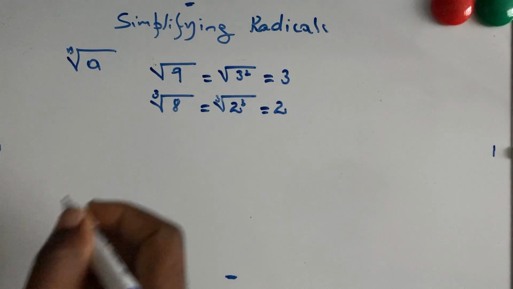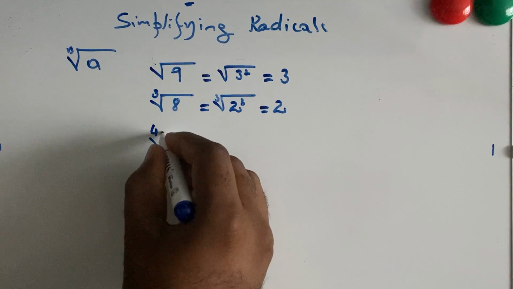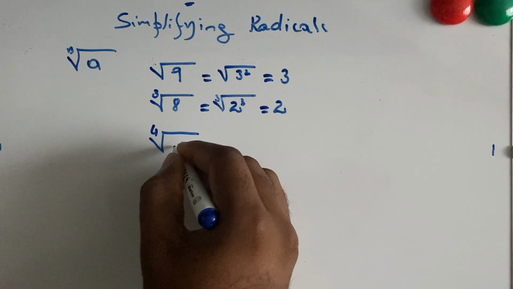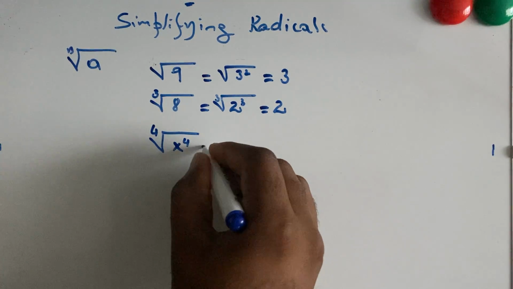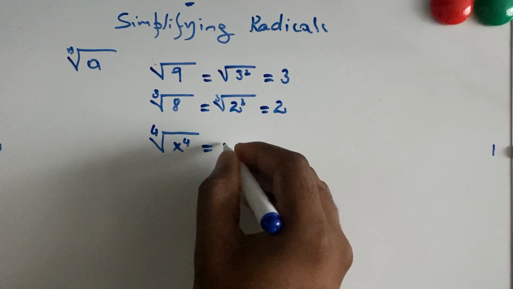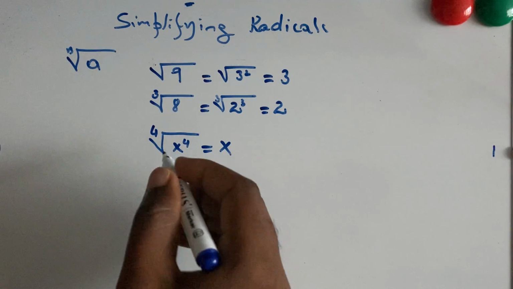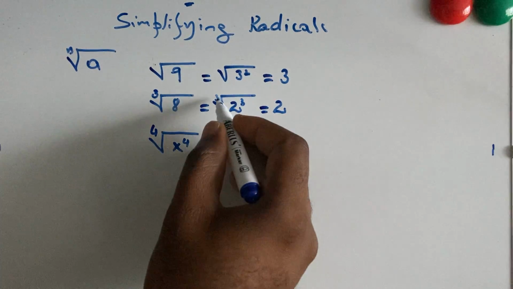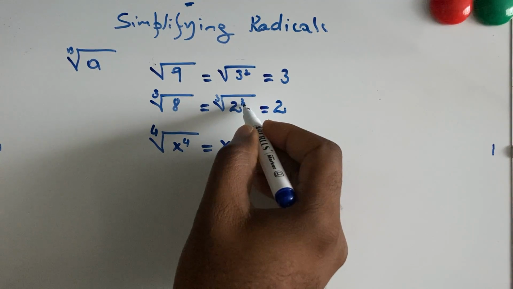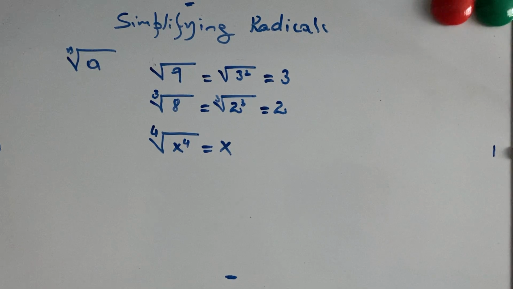Now, same way if you had variables. So let's say you had the fourth root of x to the fourth. Well, this will be x because that's the fourth root of x to the fourth. Now this is pretty easy and you can keep going like this. You just need to make sure the index is the same as the exponent here. And therefore you can see what the answer is.